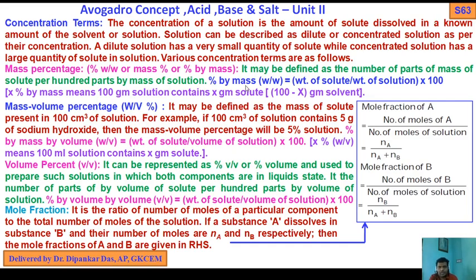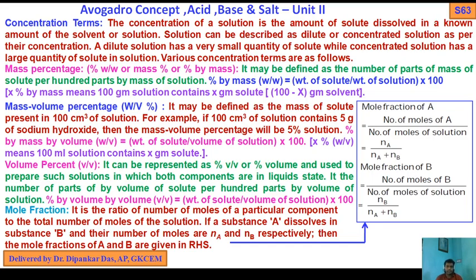So percentage by mass, W by W, equals weight of solute by weight of solution into 100. That is the mathematical expression. Here, x percentage by mass means 100 gram solution contains x gram solute, that is, 100 minus x gram of solvent.